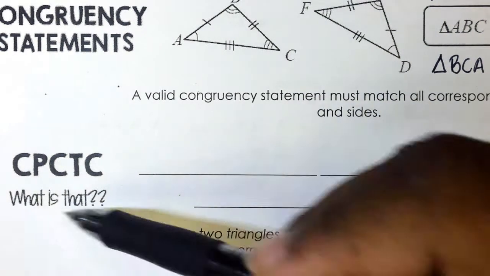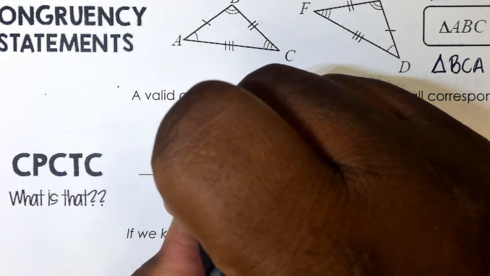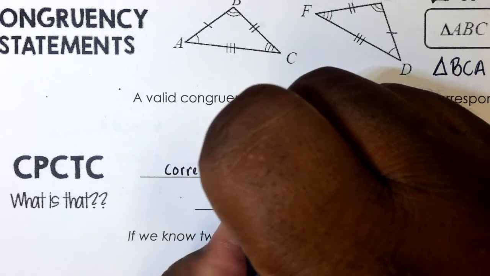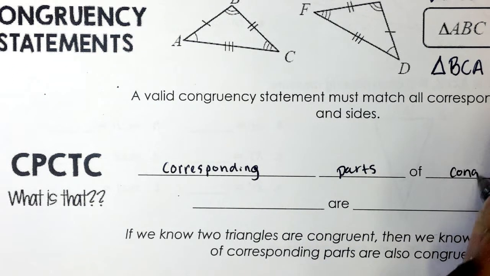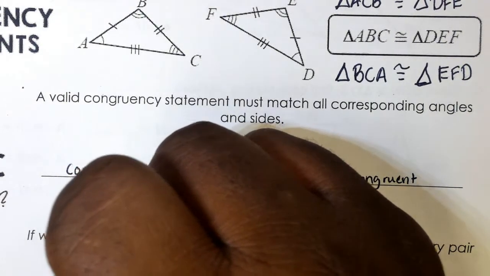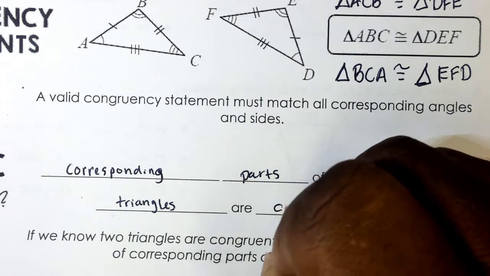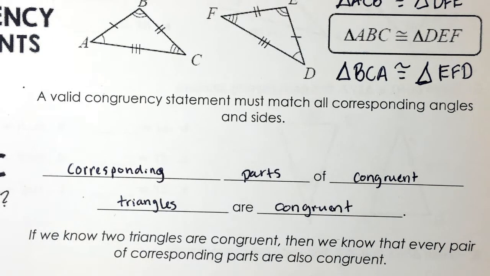And this next part, CPCTC. You're going to hear me say this a lot, especially at the end of this week. What is it? CPCTC is a statement about corresponding parts. It means corresponding parts of congruent triangles are congruent. If they tell you a triangle is congruent to a triangle, after that you can make a CPCTC statement. You can talk about corresponding parts.